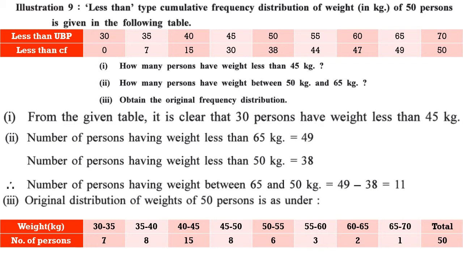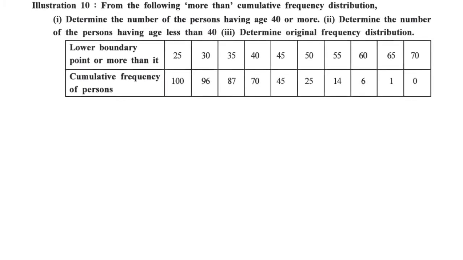Same thing we can apply to more than type questions also. You should remember that we have studied less than type cumulative frequency and more than type cumulative frequency. So the next question refers to the more than type CF. Illustration 10. From the following more than type cumulative frequency, number 1, number of persons having age 40 or more, number 2, number of persons having age less than 40, and determine the original frequency distribution.